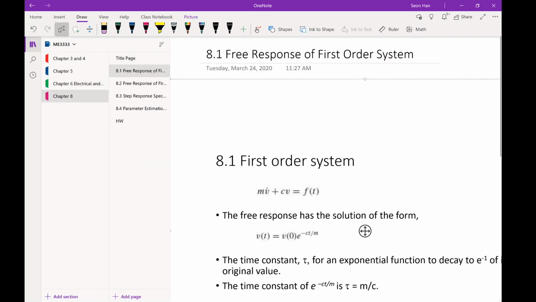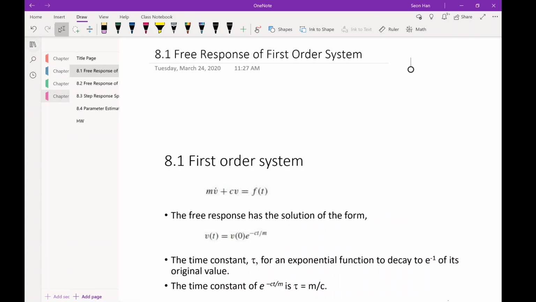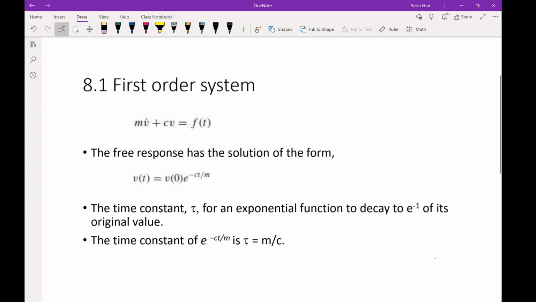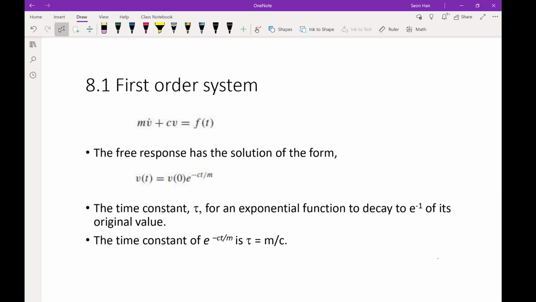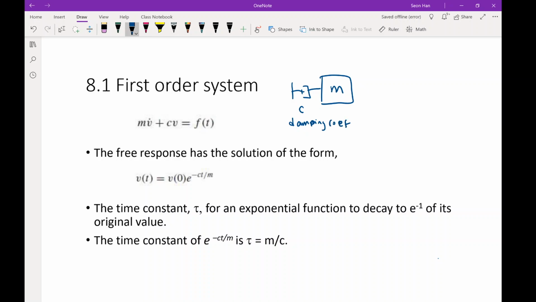So, going to the first order system. This is a system model that's obtained for a mass with a damper, where the damping coefficient is given by C. Here you have an external force F of t and a coordinate x of t.